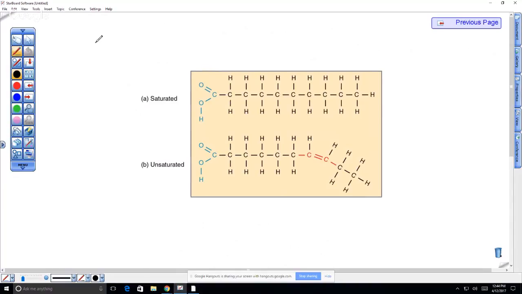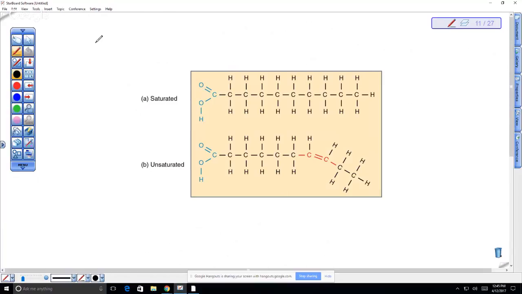Okay. So notice how the saturated is like a straight line. So if you have a bunch of these together, they pack really tightly. The unsaturated has a little kink in it where there's that double bond, and so they don't pack tightly, so they are more likely to be a liquid. And that's kind of the difference. You don't need to know that, but that's the reason for the difference in the states of liquid versus solid.